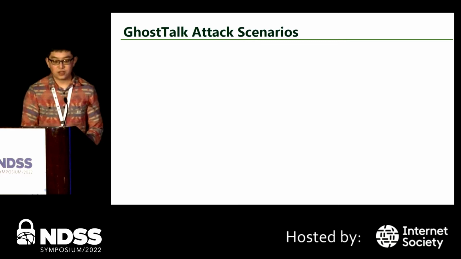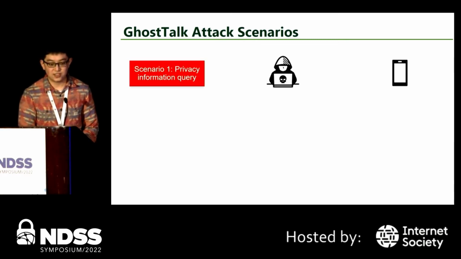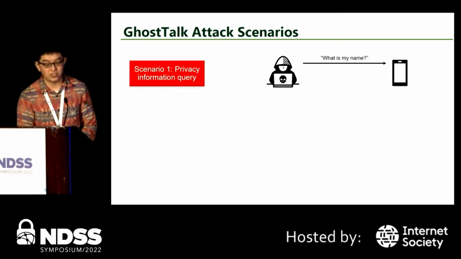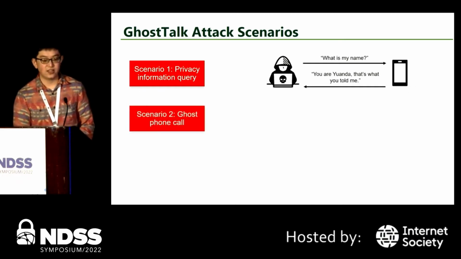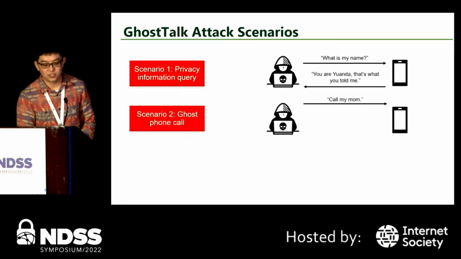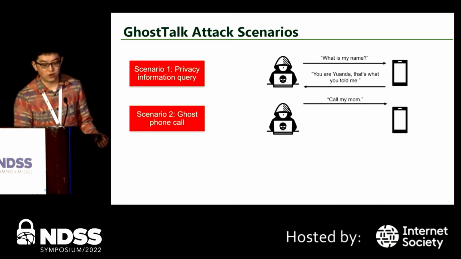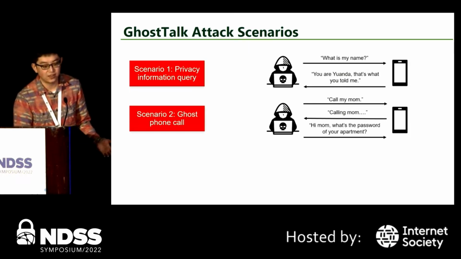As a result, GhostTalk has many new attack scenarios. First, the attacker can ask the voice assistant about the user's privacy, like the name and contact information. And second, once the attacker obtains this private information, he can launch a ghost phone call. In this phone call, he can even talk with the victim's contact using some synthetic voice.